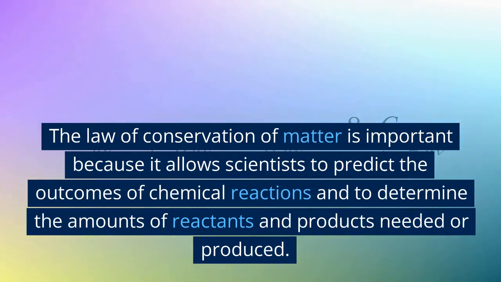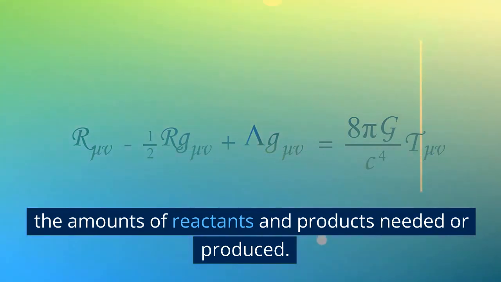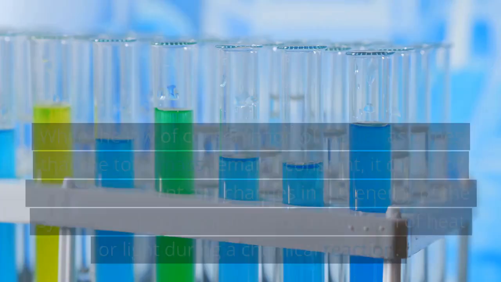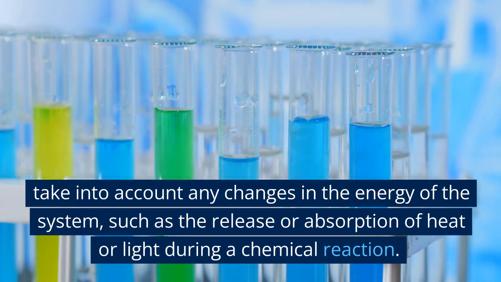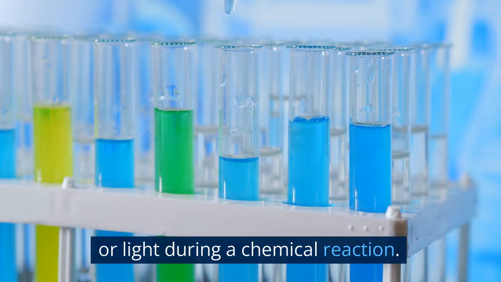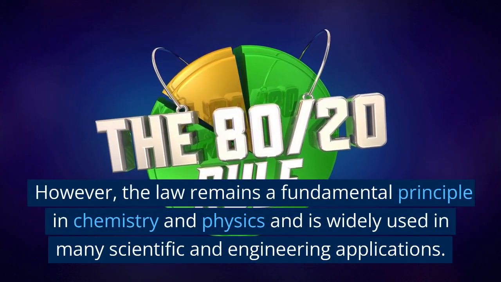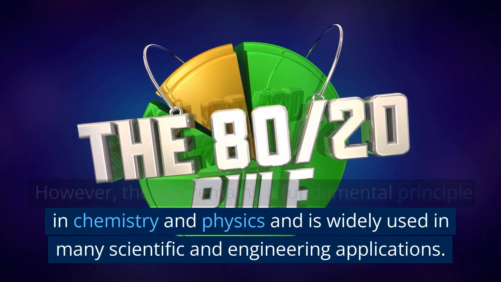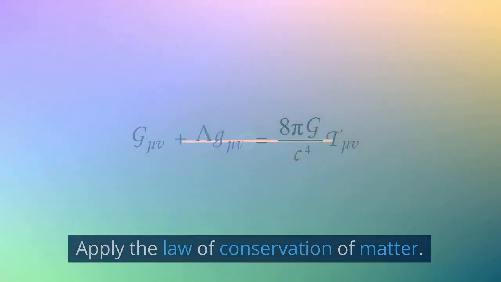The law of conservation of matter is important because it allows scientists to predict the outcomes of chemical reactions and to determine the amounts of reactants and products needed or produced. While the law of conservation of matter assumes that the total mass remains constant, it does not take into account any changes in the energy of the system, such as the release or absorption of heat or light during a chemical reaction. However, the law remains a fundamental principle in chemistry and physics and is widely used in many scientific and engineering applications.